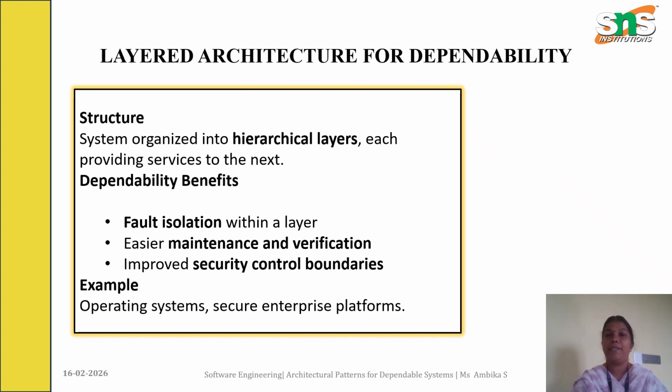Next one is the layered architecture pattern. In this case, the system is organized into hierarchical layers, and once a layer is executed, it moves to the next. The benefits of this pattern are that faults can be found within that layer, it is easy to maintain and verify failures, and it also improves security boundaries and control. Examples are operating systems as well as secure enterprise platforms.